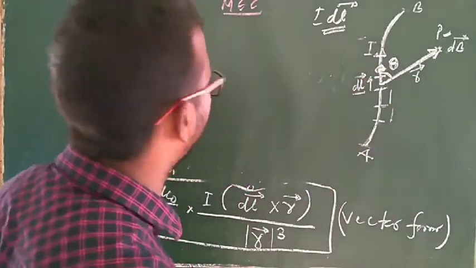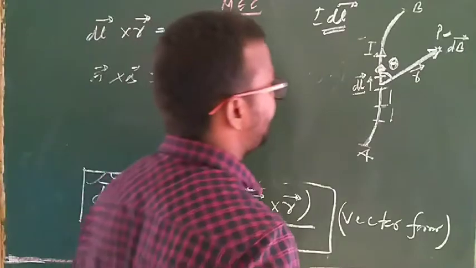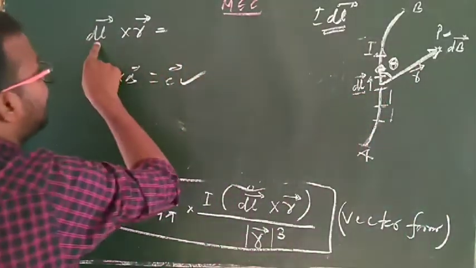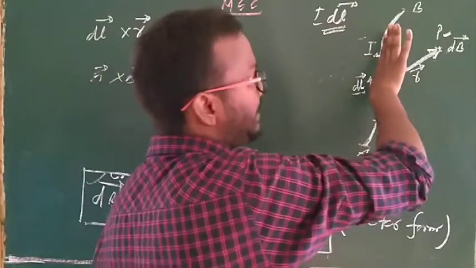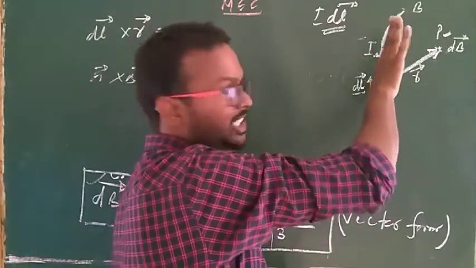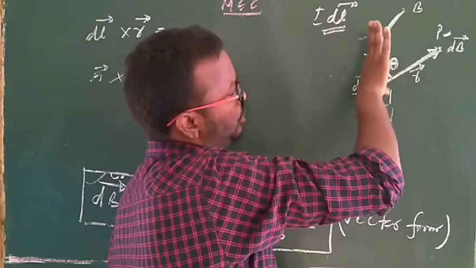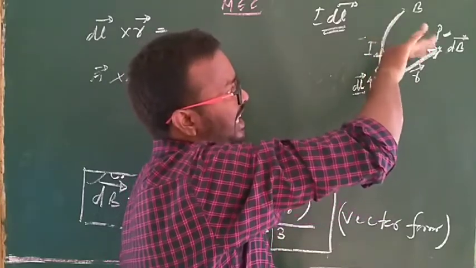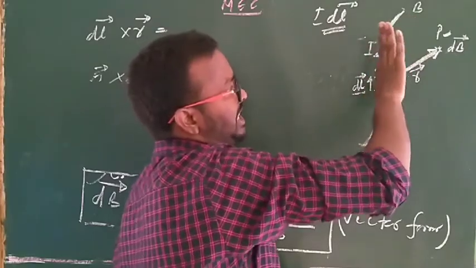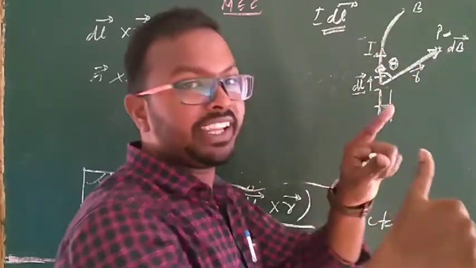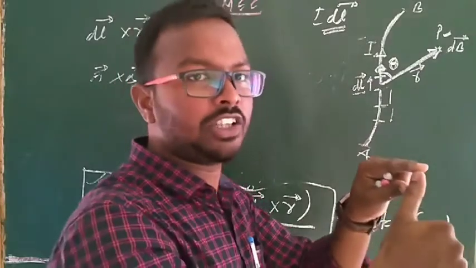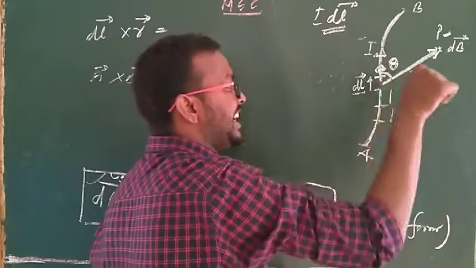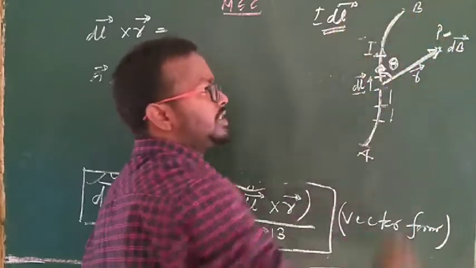So how can we find the direction? By using the right hand thumb rule. First place your palm on dl vector, because first dl then r vector. So this is dl vector. Now curl your fingers towards r vector. dl cross r. So for dl cross r, the thumb indicates the direction of the third vector, which is inward direction and perpendicular to this board.